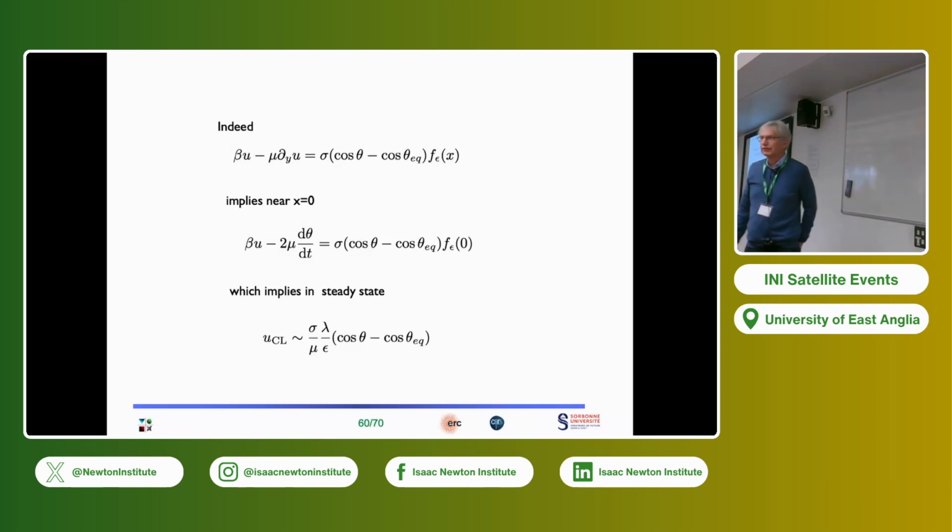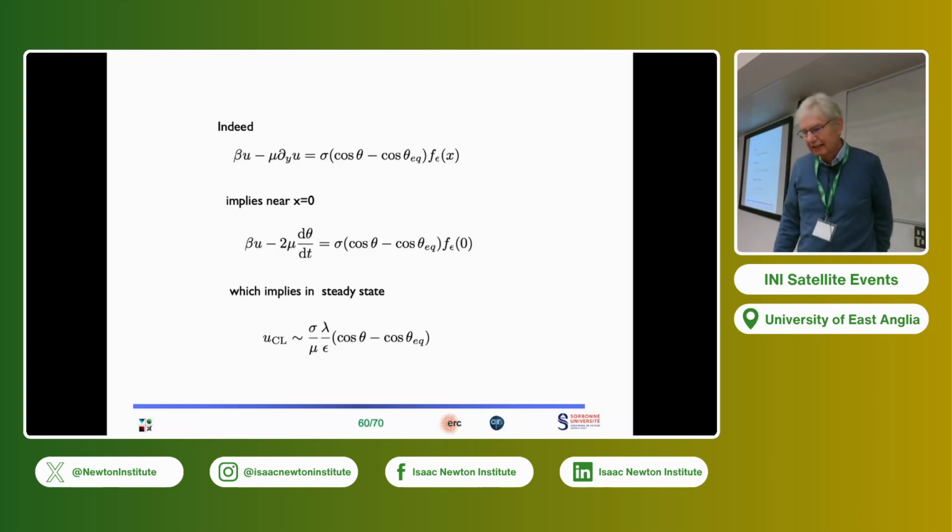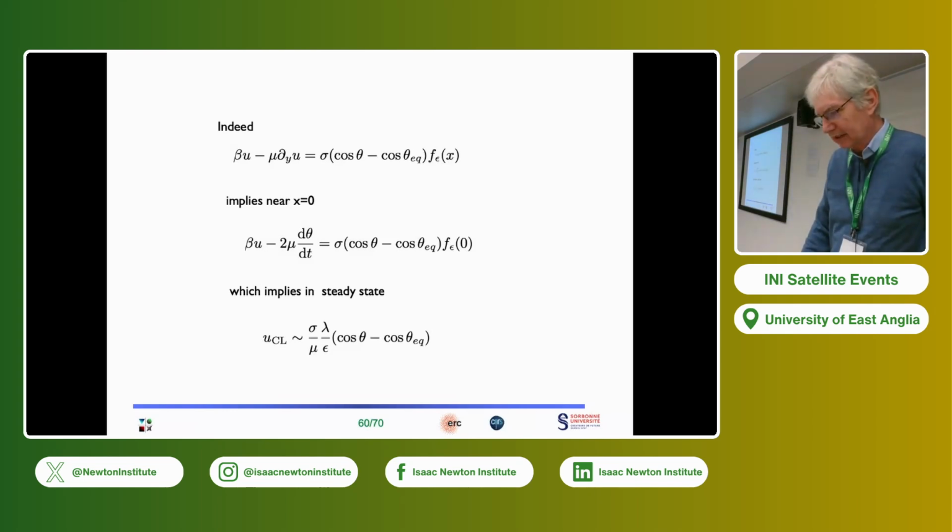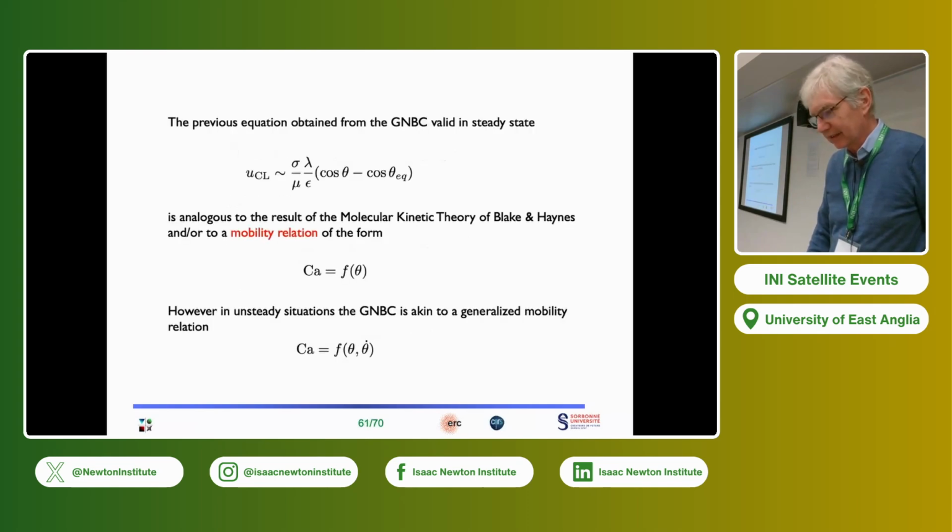It's the amount of energy dissipated by the motion of the contact line. It's an experimentally measurable thing, okay? And so we have this new kind of mobility relation which is predicted by the GNBC.